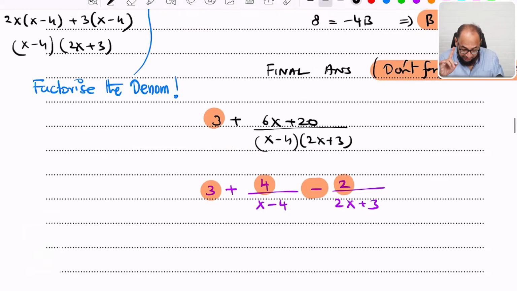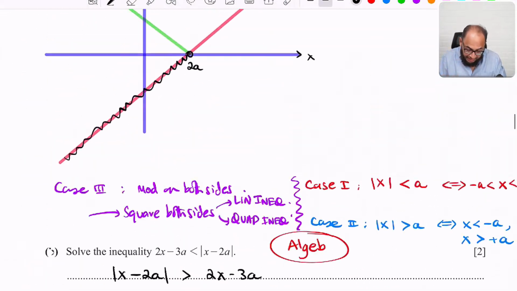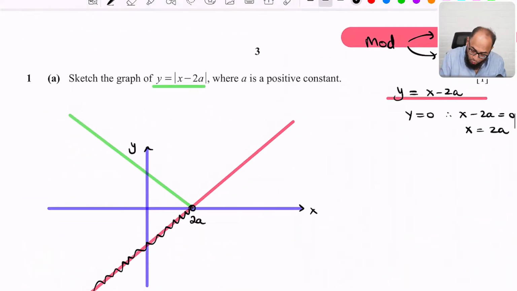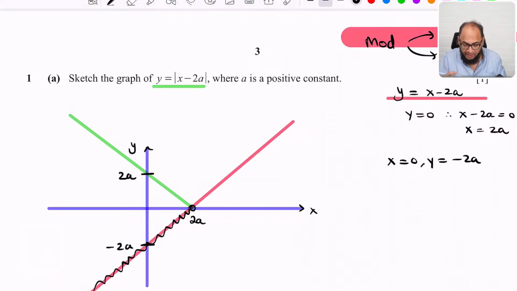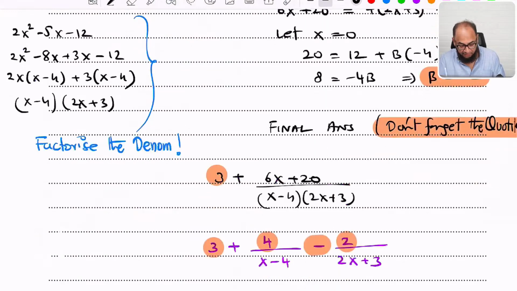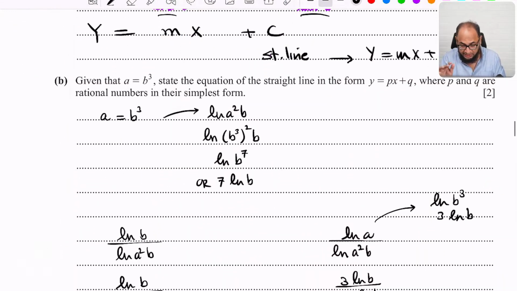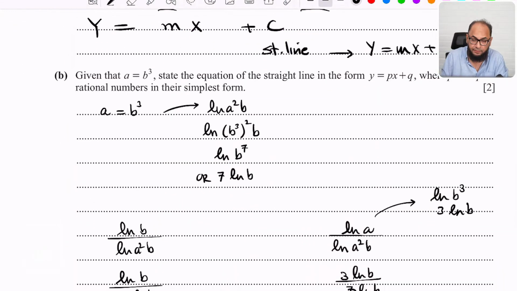And one more thing which I missed out, let me correct myself. That is over here, when x is 0, y is equal to negative 2a. So that's negative 2a over here, and there is a 2a over here. And this is what needed to be labeled. So that is something that I missed, and I don't want you to miss it. So we have done it all correctly.